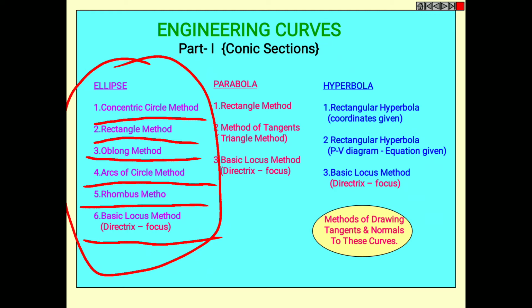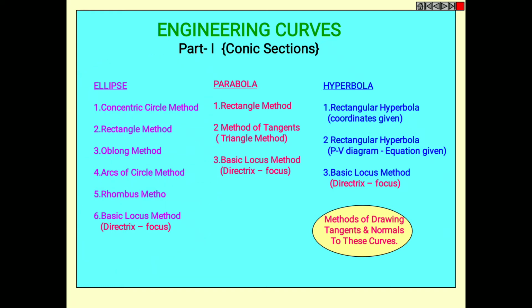In this session we will see how many methods we can complete. We will complete them, and we will see the further methods in the next session. This is the methods involved in drawing ellipse. So just make a note of it. I will erase all these things so that it will be very clear to you. First one is concentric circle method, second one is rectangle method, third one is oblong method, fourth one is arcs of circle method, fifth one is rhombus method, and the sixth one is basic locus method.